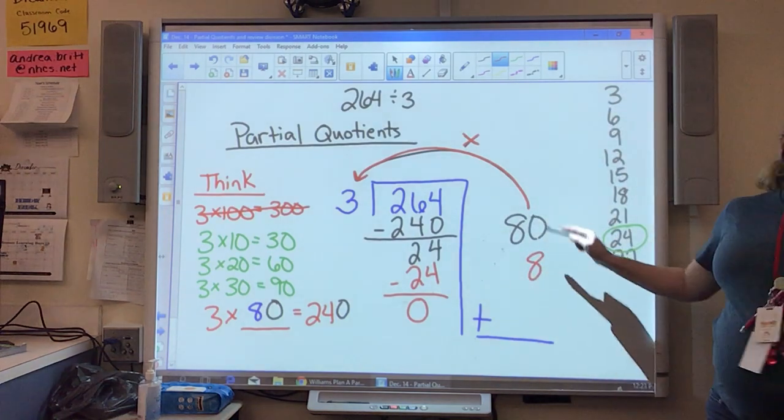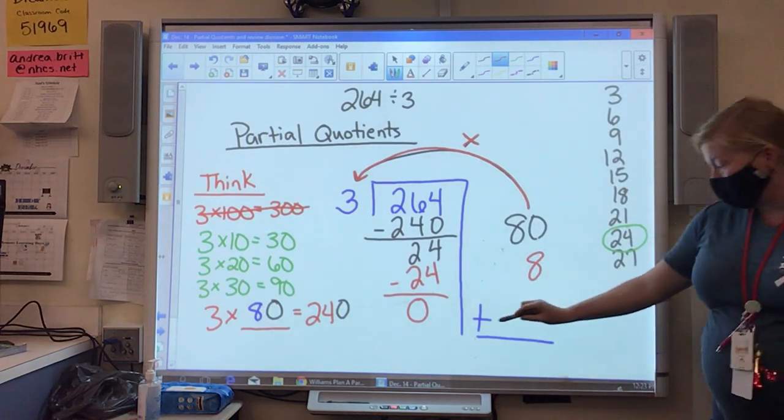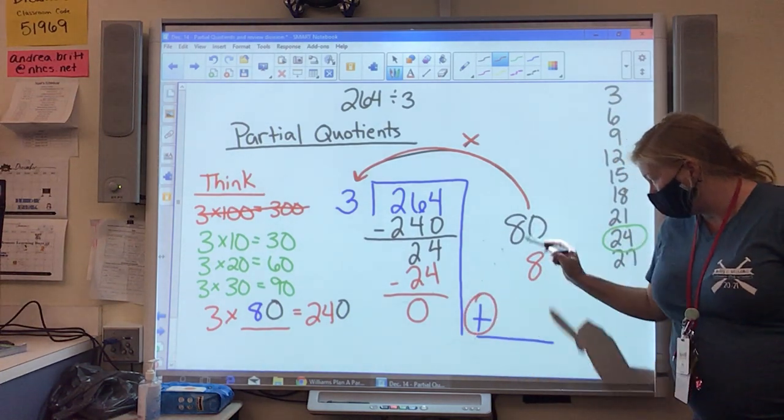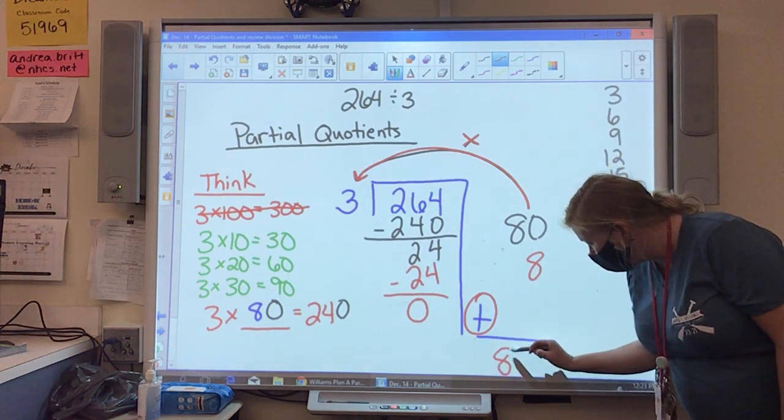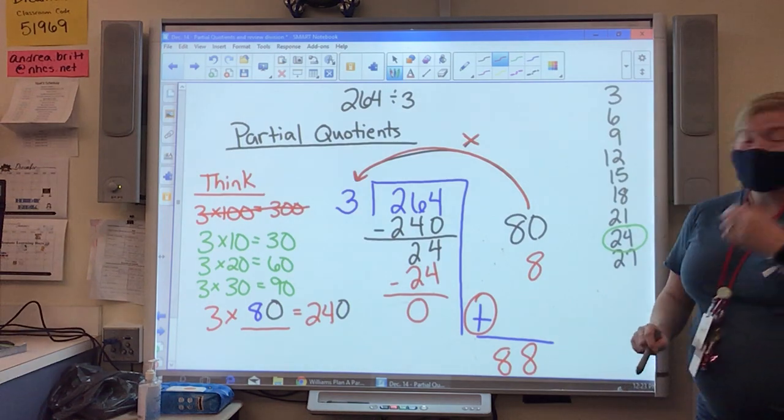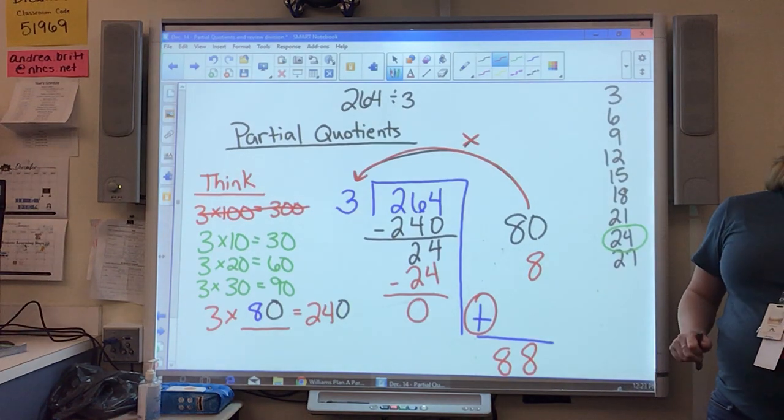What do I do with these numbers over here? Add them together. I add them up because I've already got my symbol here. My signal tells me what to do. 80 plus 8 is? 88. Which we know is correct because we've already done it.